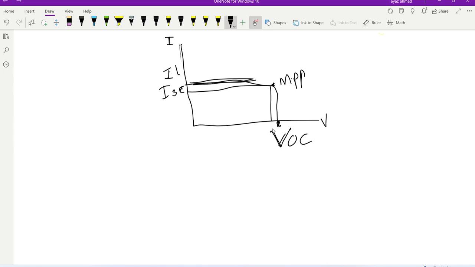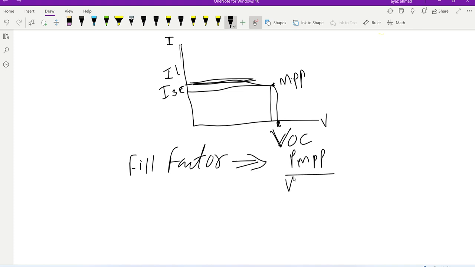Now I will clear your concept through a formula. So fill factor is very important for a solar system. If you are choosing a solar system, you should consider this one. Fill factor is equal to PMPP, power at maximum power point, divided by open circuit voltage multiplied by short circuit current.